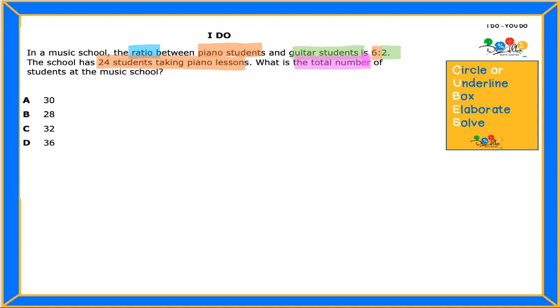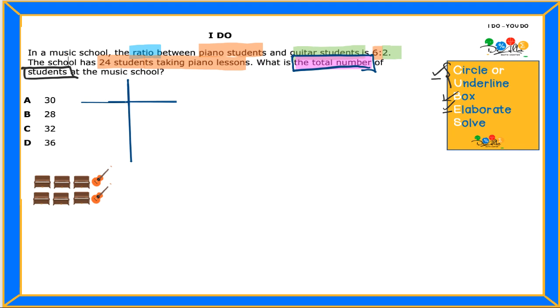Total. Okay, and we did this circle or underline. We're gonna box the question. Total number of students. Wanna know the total? Okay, we did circle, underline, box. Now we have to do elaborate. For elaborate, because I have a ratio, I'm gonna draw a table, and also I'm gonna draw a picture of what's going on. So I'm gonna bring my picture and my table, guys.